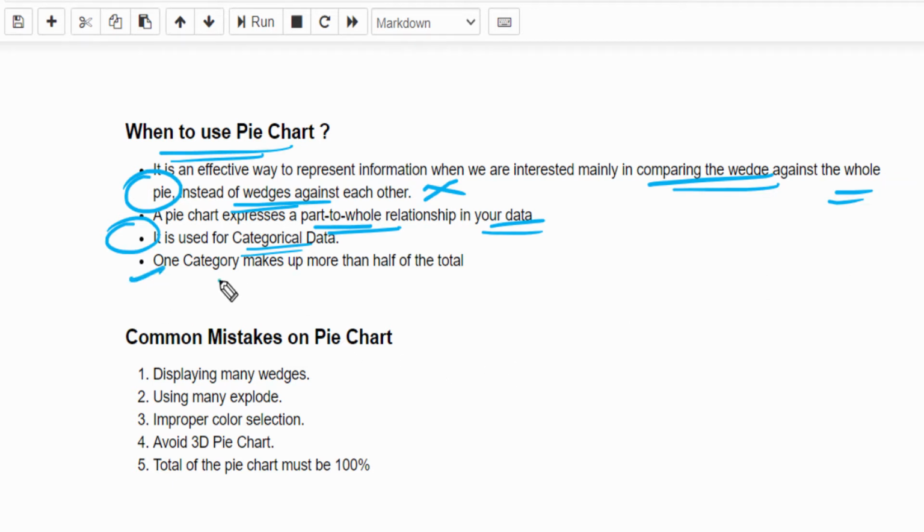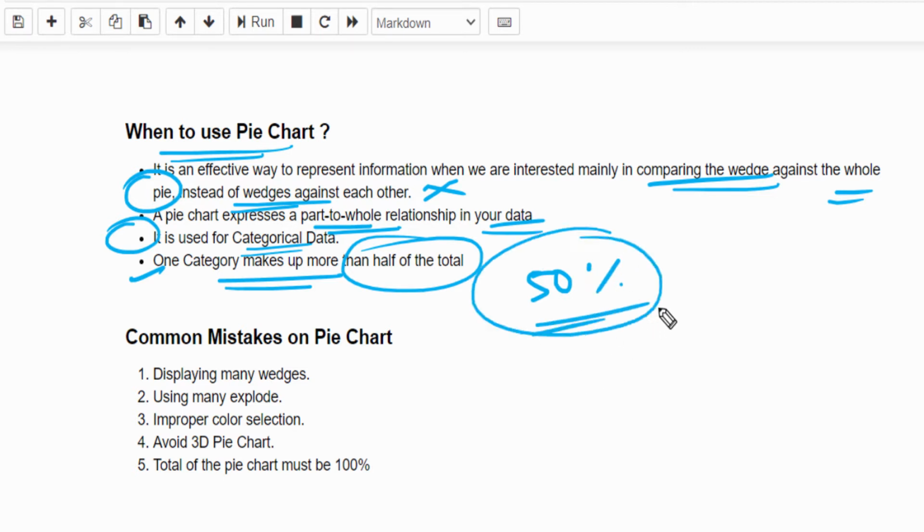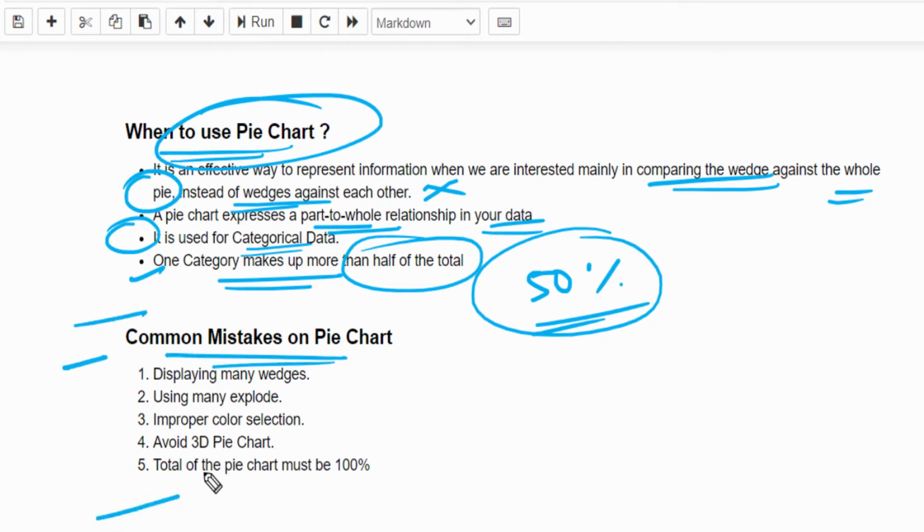Fourth one, usually one category makes more than half of the total. For example, in a product, if one product is 50 percentage, and the other products are sharing the remaining 50 percentage, then representing as a pie chart is a very good idea. Common mistakes, let's discuss that at the end. Now let's try to plot the pie chart step by step.